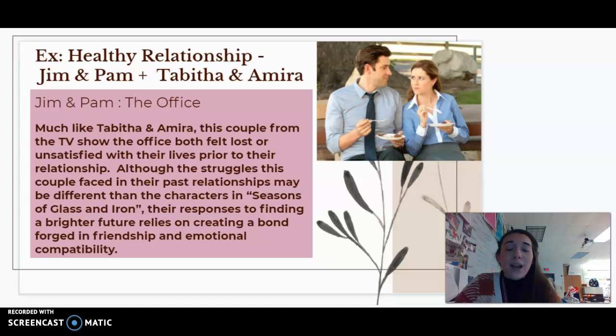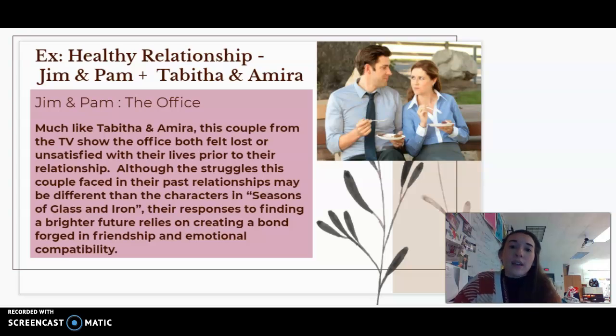So much like Tabitha and Amira, this couple from the TV show The Office both felt lost or unsatisfied with their lives prior to their relationship. Although the struggles these couples faced in the past relationships may be different from the characters in Season of Glass and Iron, their responses to finding a brighter future relies on creating a bond forged in friendship and emotional compatibility.